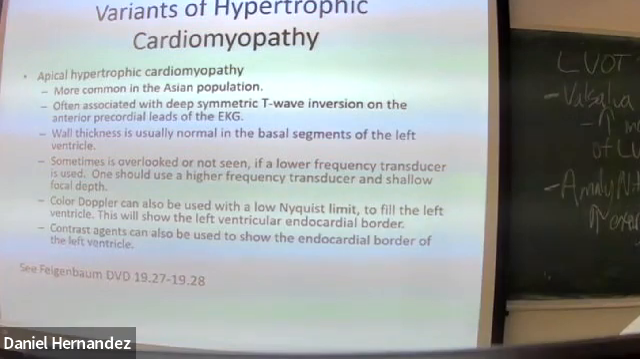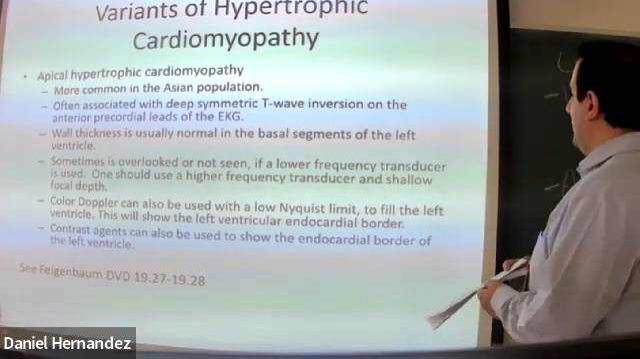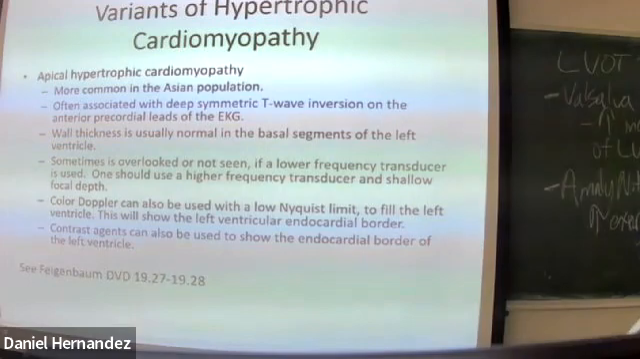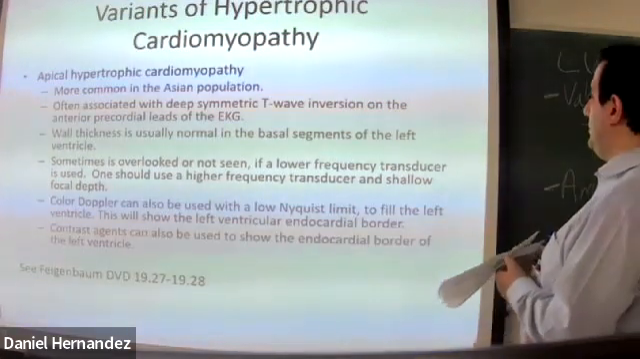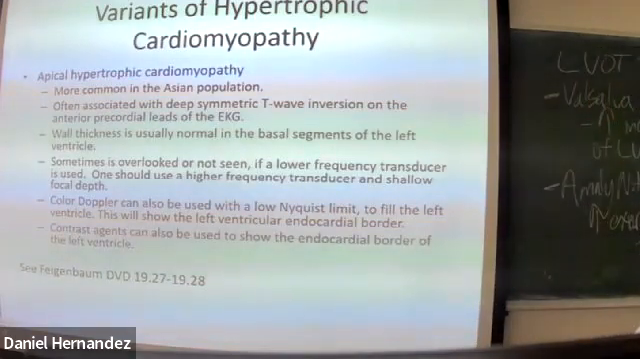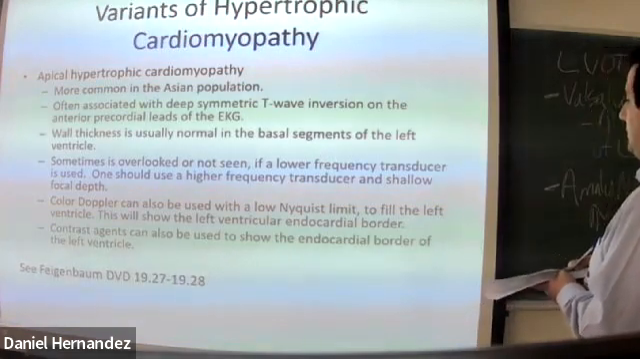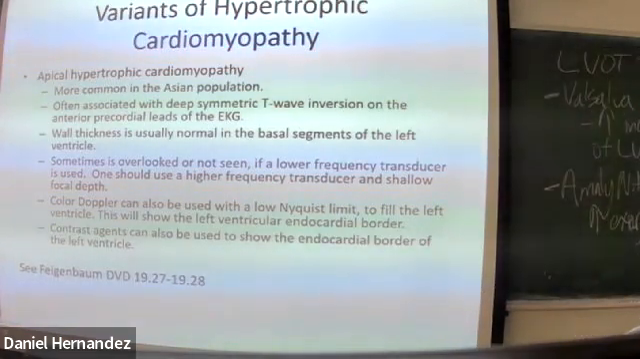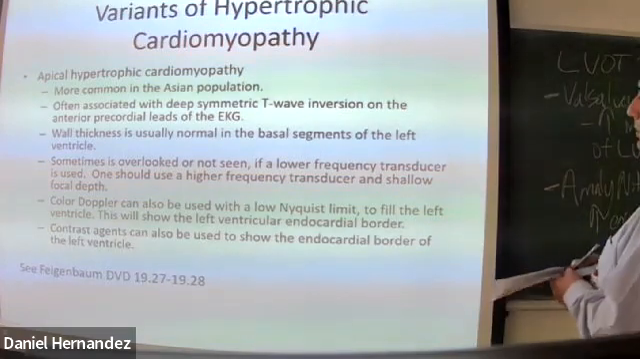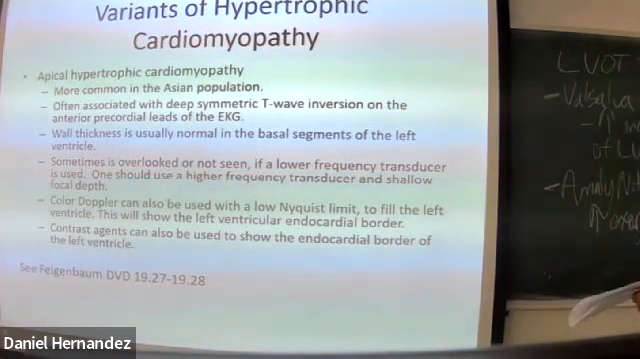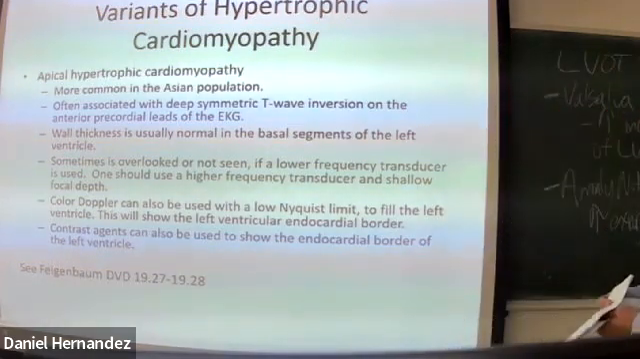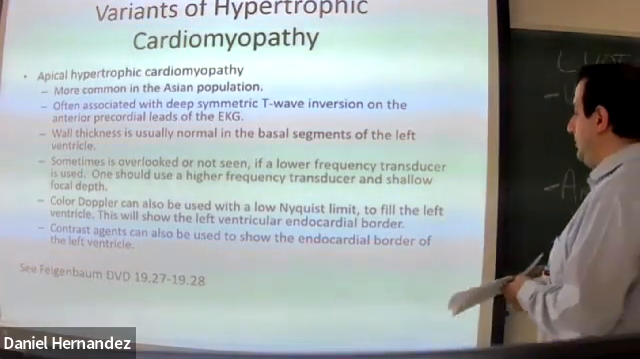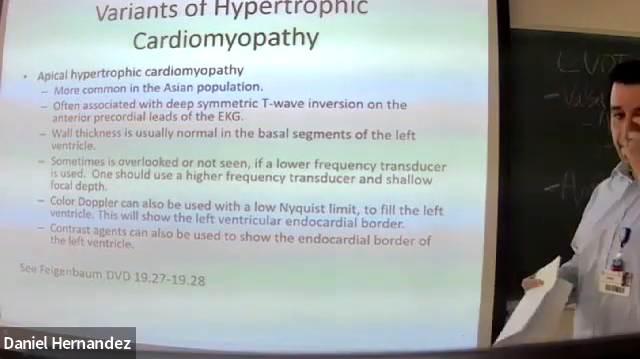Sometimes these hypertrophies are overlooked or not seen, especially if a lower frequency transducer is used. Once you use a higher frequency transducer and shallow focal depth, color Doppler can be used with the low Nyquist limit to fill in the left ventricle. This will show the left ventricular endocardial borders better. And it's important to remember that we can always utilize contrast agents to better define our endocardial borders.